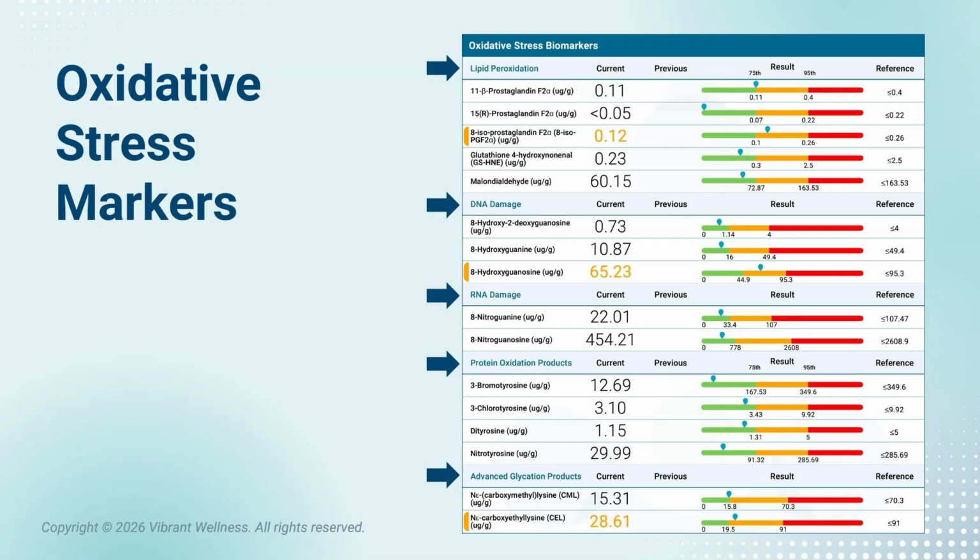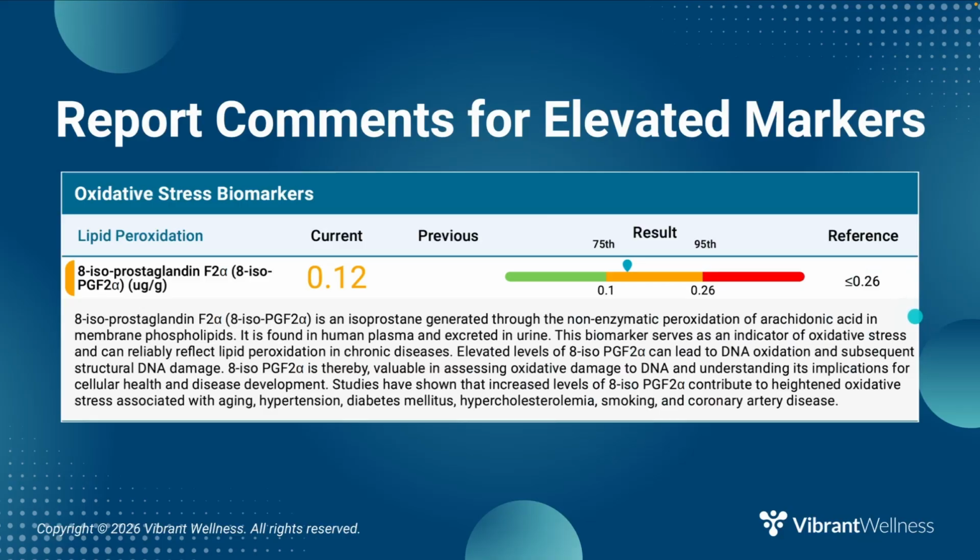The oxidative stress panel measures 16 oxidative stress biomarkers, including markers of lipid peroxidation like F2 isoprostanes, markers of DNA damage like 8-OHDG, markers of RNA damage, protein oxidation products, and advanced glycation end products. When these biomarkers are being eliminated in the urine, it indicates real-time oxidative damage. If you want to learn more about markers that are outside of the reference range, you can scroll back to the summary and read the interpretive comment.